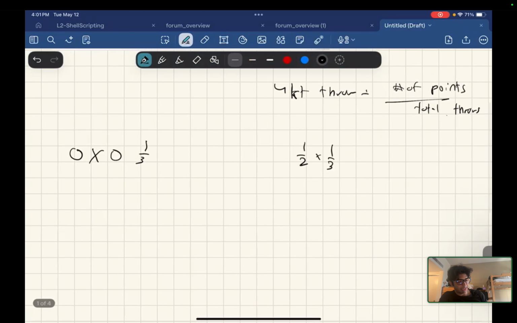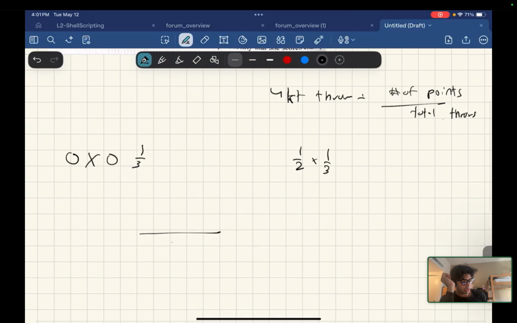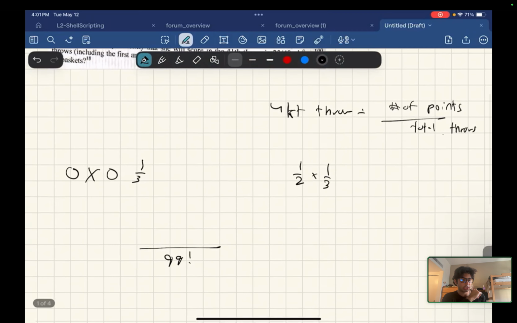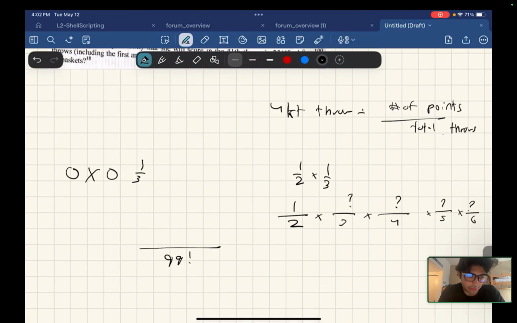So that means that whatever our overall probability is, the denominator is going to be 99 factorial, because the first throw has a probability of going in of 1/2. The next one, we're not sure if it'll go in or not, it depends on the previous throw. It's going to be something, right? Either 2/3 or 1/3, over 3. Again, we're not sure, over 4. We're not sure, over 5. We're not sure, over 6. So that's our denominator settled.